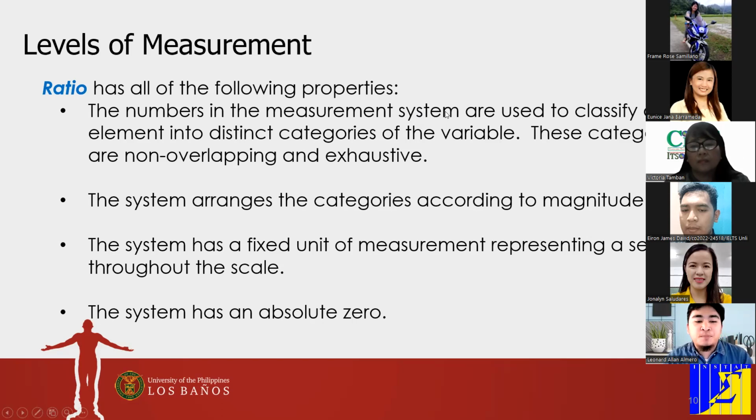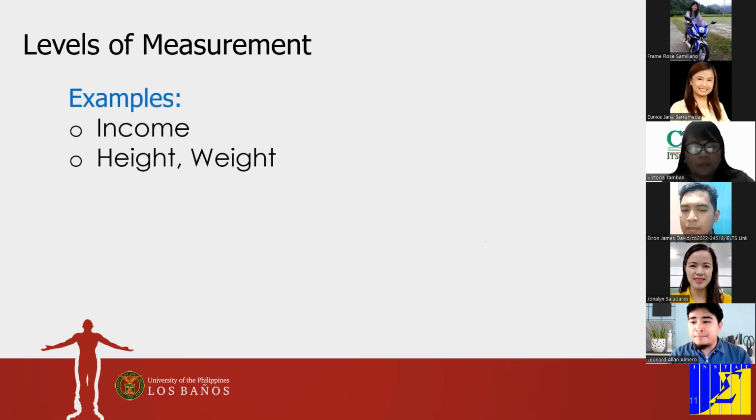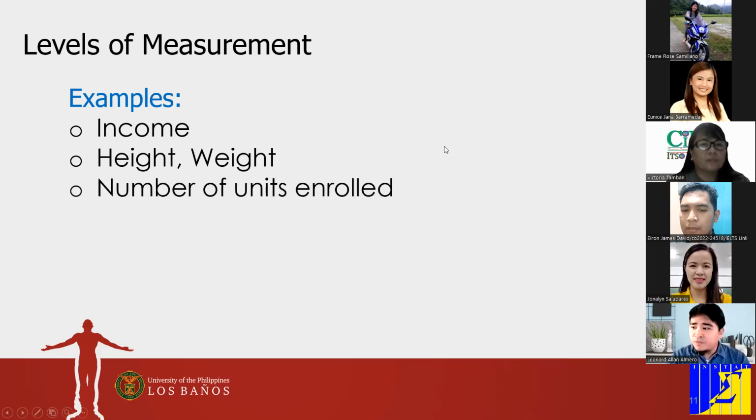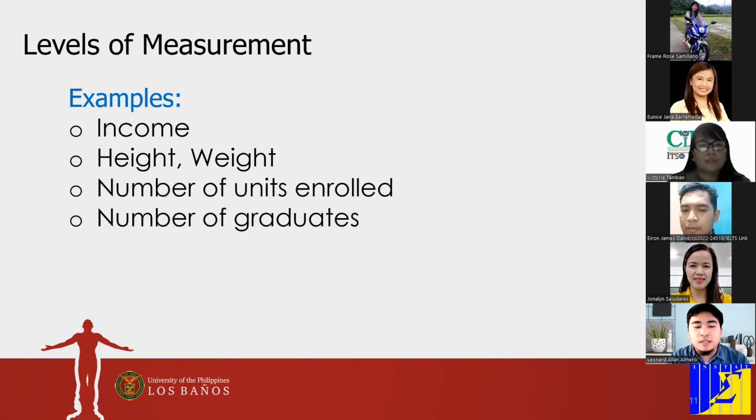Okay? So example po nito ay income. Yung income po natin, pag tinanong natin ng sakto, kahit may centavos yan. Age in years, yan na po yan. Age in months, kahit anong age, wag lang nakakategory, ratio po yan. The height, the weight, mga ratio level. Area, density. Number of units enrolled, number of graduates, yan po ay example ng ratio level. Length of travel, that's also correct, at po yan ay ratio level.